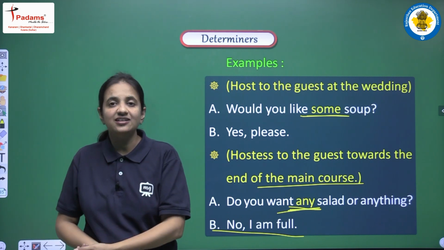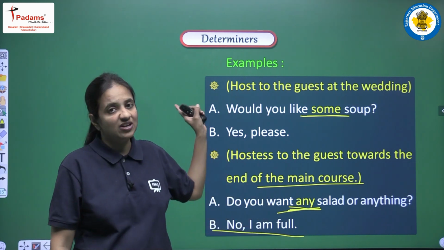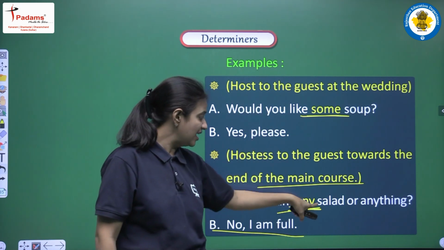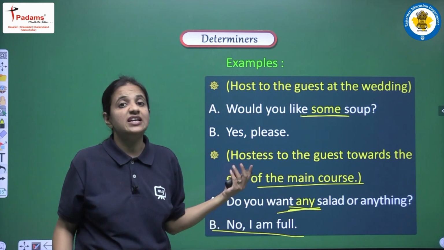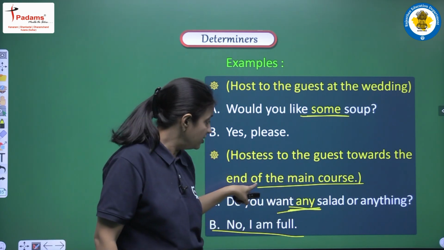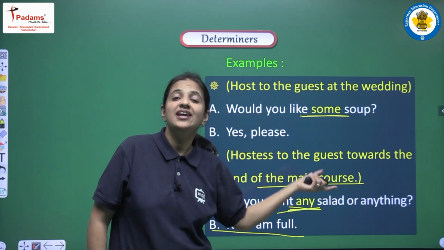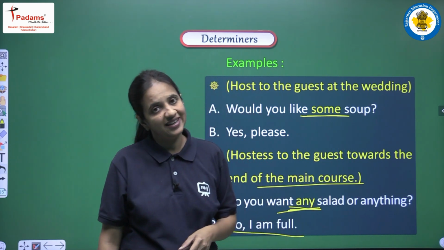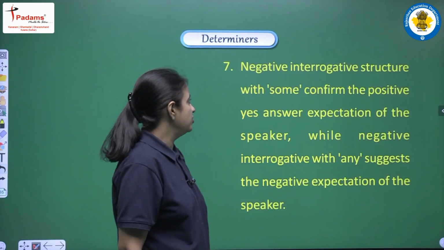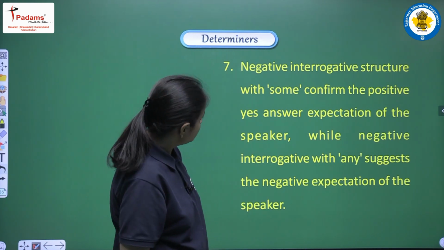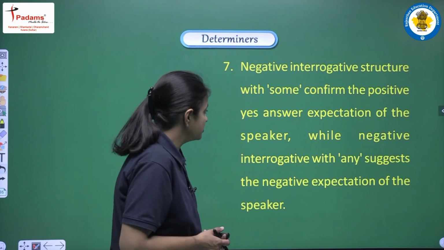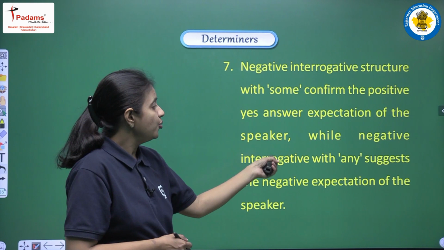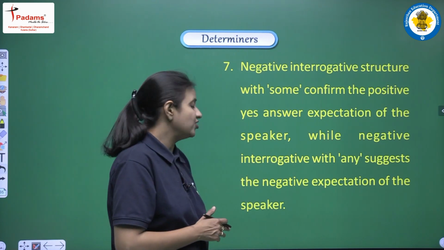So according to that, here we are having the sentences. In one sentence we are having some, because here the speaker was expecting the answer in yes, and here we are having any, because here the speaker was expecting the answer in no, because she knew that the main course was about to end, and at that time she is asking, do you want any salad or anything? Next, moving on, let's see negative interrogative structure. A negative interrogative with some confirms the positive yes answer expectation of the speaker, while a negative interrogative with any suggests the negative expectation of the speaker.